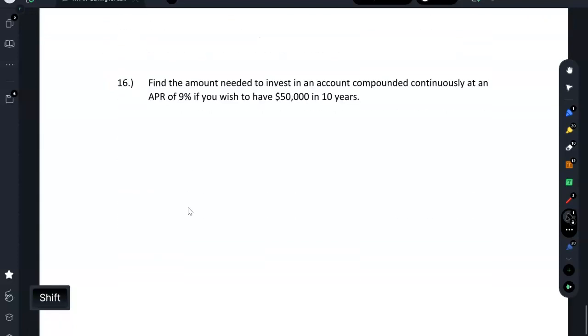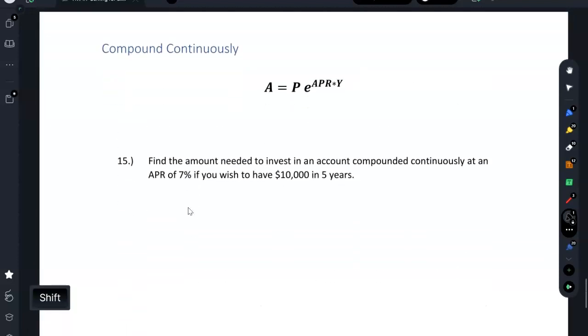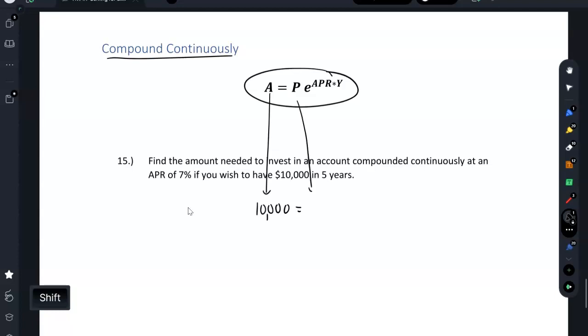And now I got one more example, I think. Yep, one more example. And this one shows you that we can apply the same techniques in the compounded continuous equation, which is a little bit easier equation to work with. So find the amount needed to invest in an account compounded continuously at an APR of 7% if you wish to have $10,000 in 5 years. So I know that I want to have $10,000 in 5 years. I don't know how much I'm going to invest, but I do know my APR is 7%, and I do know my years is 5.